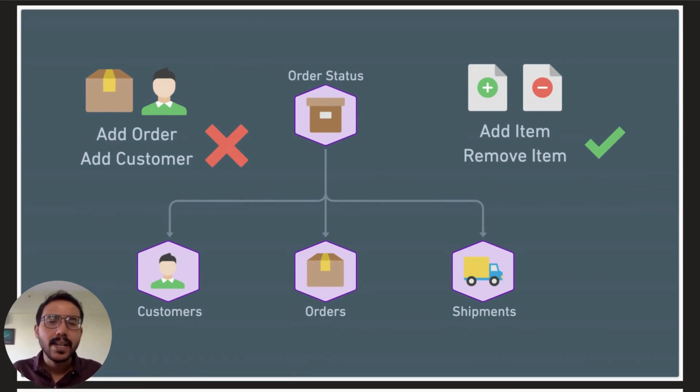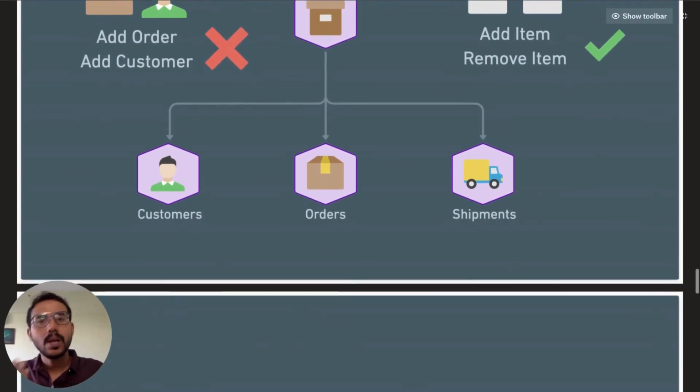For example, adding and removing an item from an order. They are highly cohesive operations because they both deal with the same entity, the order itself. But adding an order and adding a customer, these are not cohesive because the entities involved are entirely different.